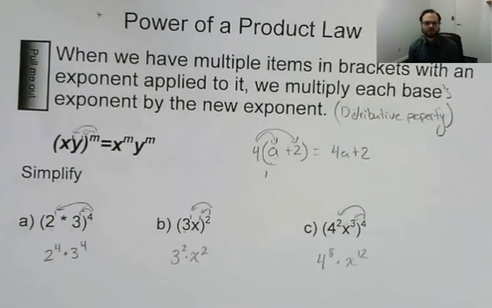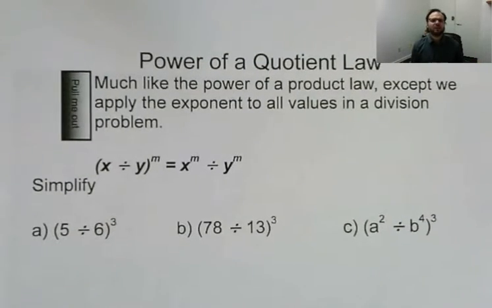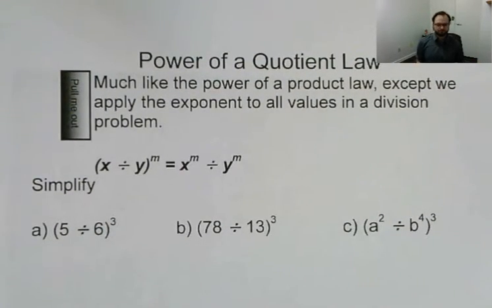All right. So now let's go on to our last law. Our last law is the power of a quotient. So much like the power of a product law, except we apply the exponent to all values in a division problem. So it's the exact same as the power of a product, except now we have division.